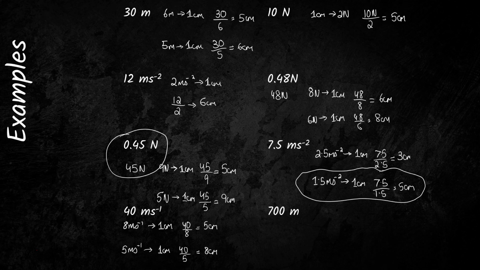Then you've got 700 meters. So in 700 meters, what am I going to do? So I can use a ton of different scales over here, but the most obvious one is 100 meters displacement gives me 1 centimeter length of an arrow. So in which case I'm going to get 700 divided by 100 is 7 centimeters in length.